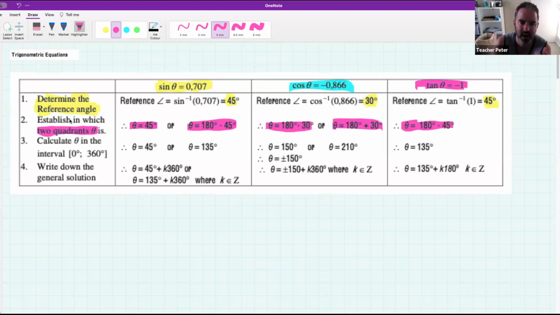And then sometimes you only have to calculate the answers in the interval 0 to 360. But more and more today, we're going to be moving to what's called the general solution. And the general solution is where this extra bit gets added on. So we've got the two answers, 45 and 135, but we add on a k times 360 because that's the period of the sine graph. We add on a k times 360 because that's the period of the cos graph. And then for tan, the period is 180 by default. And you'll also see this k is an element of the integers. So this summarizes what we did in the last lesson.